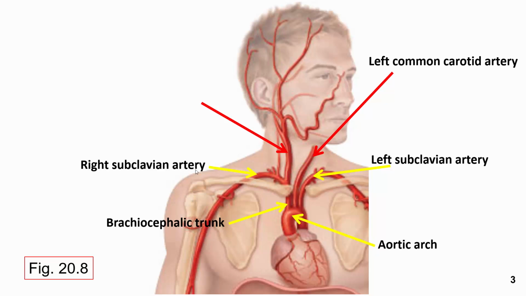The right subclavian artery is a branch that comes off of the brachiocephalic trunk, and the other branch that comes from the brachiocephalic trunk is the right common carotid artery, forming a bilateral network of vessels that supplies oxygenated blood to the head and neck region.